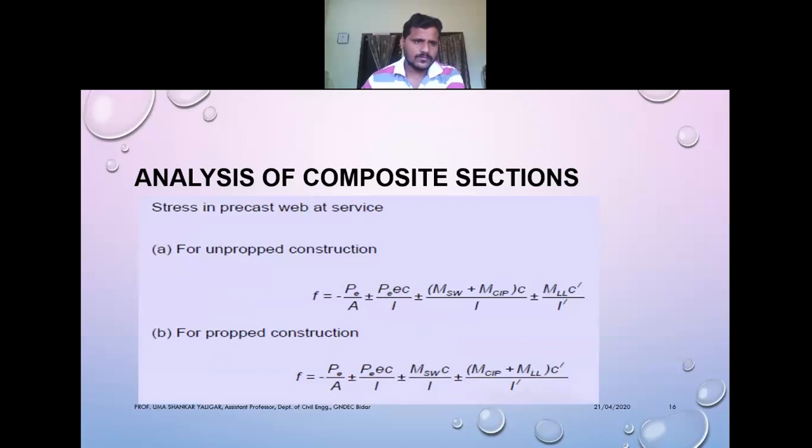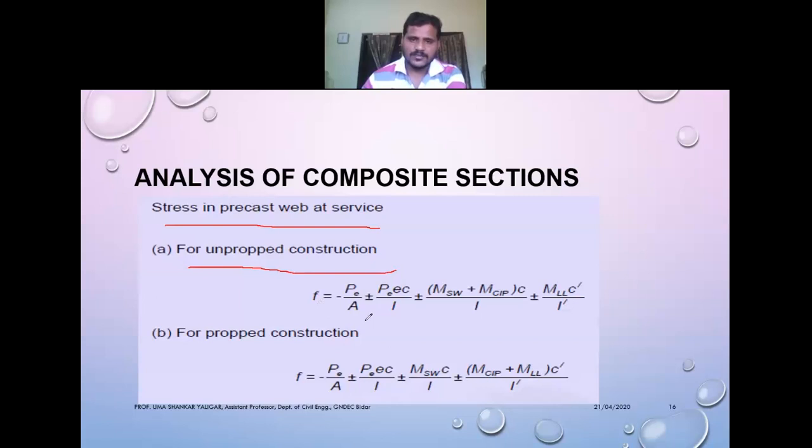Now stress in precast at service conditions. Service means whenever you will get the live load. For the unpropped condition, because we know unpropped and propped conditions: in unpropped condition we don't have any props below your web, whereas in propped construction you have the props to support the web whenever you are casting the flange portion.